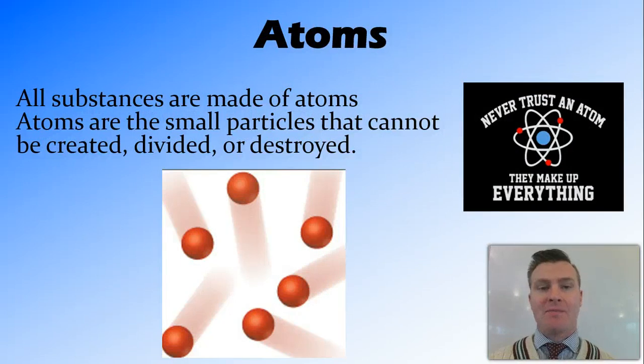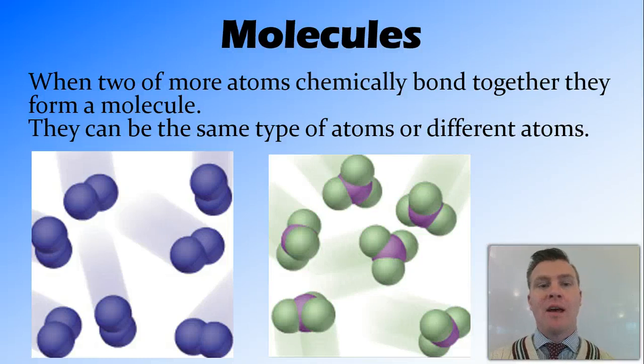So firstly, atoms. All substances are made up of atoms. So everything, solid, liquid, gas, and all the different solids, liquids and gases are made up of atoms. They are small particles, and they cannot be created, divided, or destroyed. Molecules is when two or more atoms chemically fuse together, and we call this fusion a bond, and then they form a molecule. And it doesn't matter whether it's the same type of atoms or different types of atoms. Any time where you have more than one atom bonded together chemically, we call it a molecule.